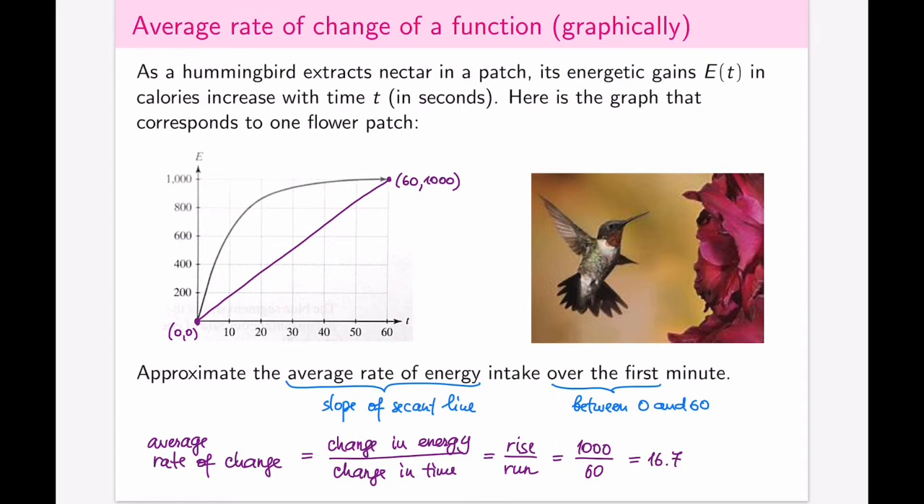And now I have to think of units. Change in energy. Energy was in calories. So I have calories on top per change in time, and time was measured in seconds. So I have per second. So on this patch, over the first minute, the bird is getting approximately 16.7 calories per second increase.